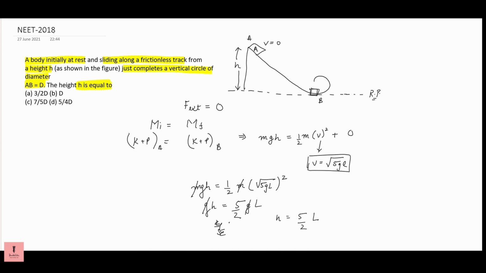Now L is the length, this is L. We need to find a relation with the diameter. So 2 times the length is equal to the diameter. What is L? L is equal to D by 2. So substituting the value of L, h is equal to 5 by 2 into D by 2, that gives us 5 by 4 into D. So the correct answer is 5 by 4 into D.